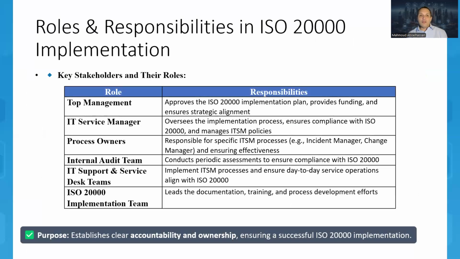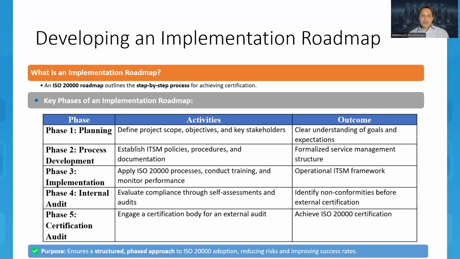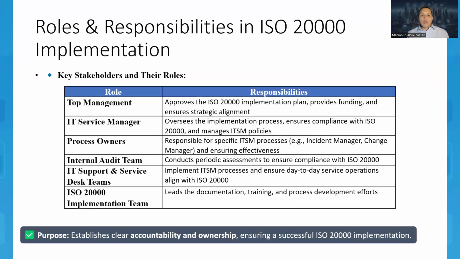The roles and responsibilities in the ISO 20000 implementation roadmap during the ISO 20000 certification. Our main stakeholders are, first, top management, who approves the ISO 20000 implementation plan, provides the funding, and ensures strategic alignment. The IT service manager oversees the implementation process to ensure compliance with ISO 20000 and manages the ITSM policies.